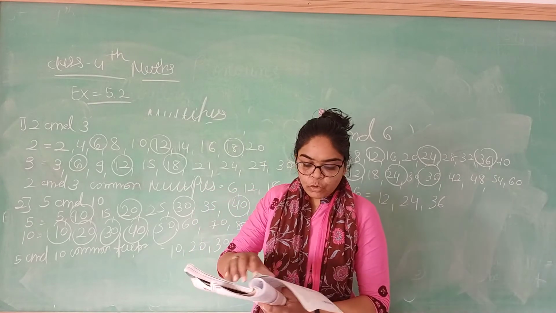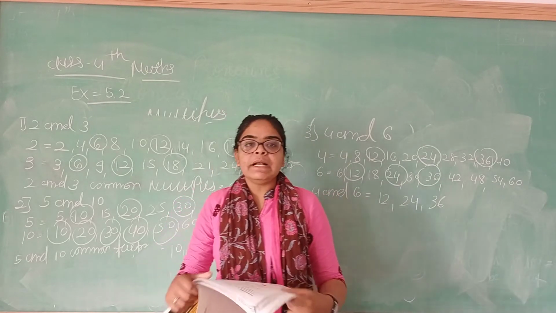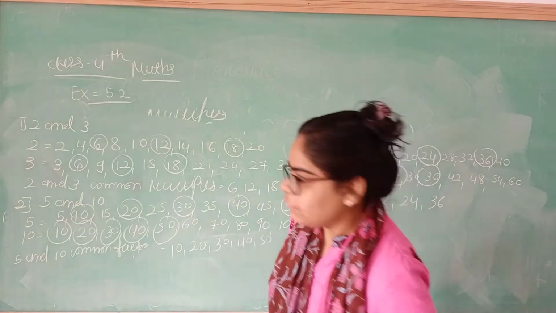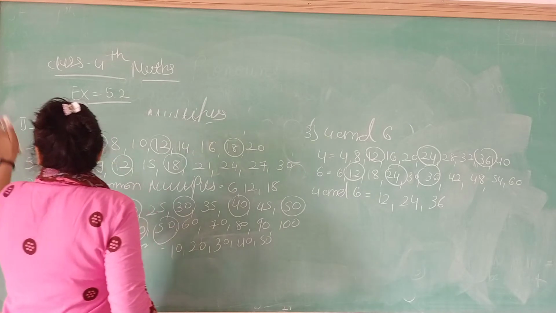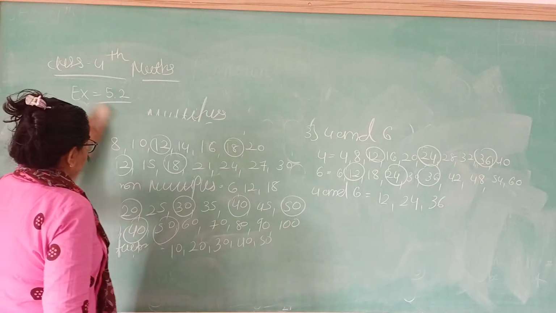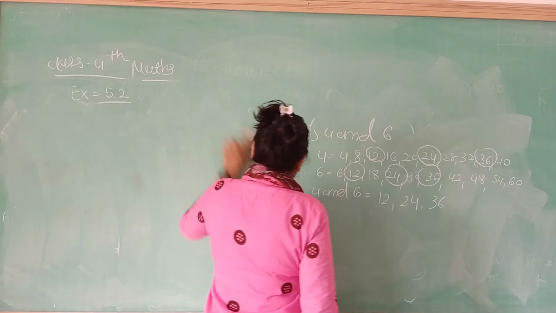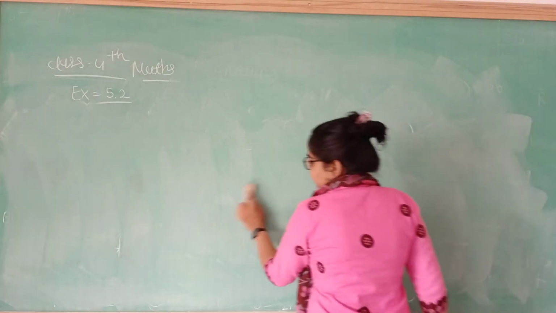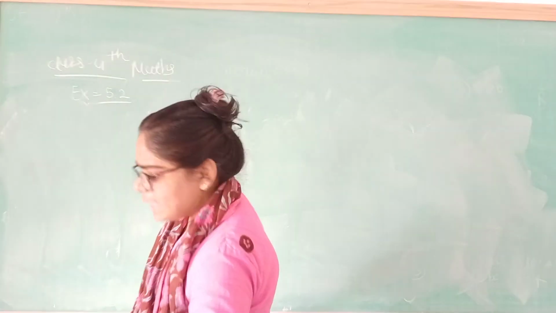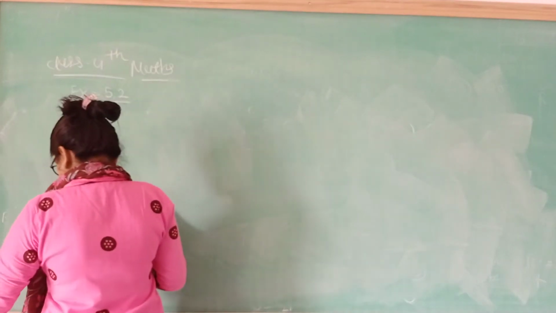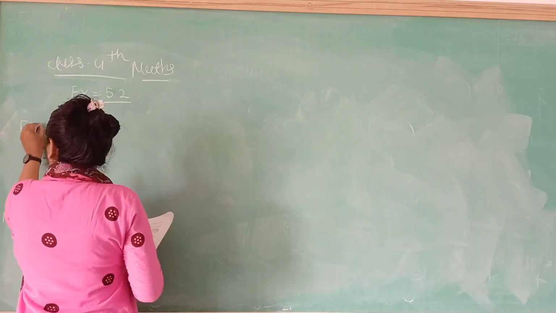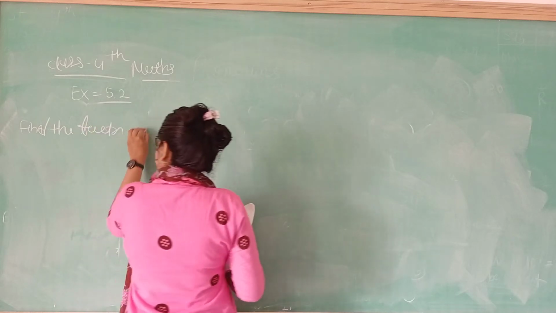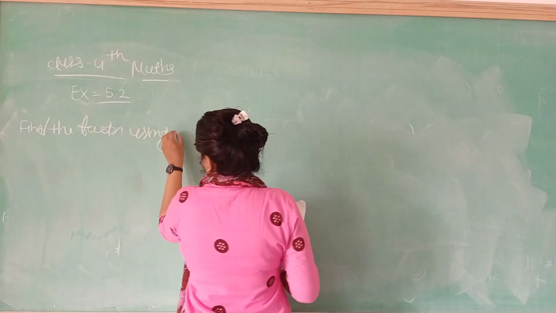So both methods are there. Using multiples you find out factors, and using the division method you find out factors. First way is using multiples, then the second method is using the division method. So using multiples, how can we find the factors? Find the factors using multiples.